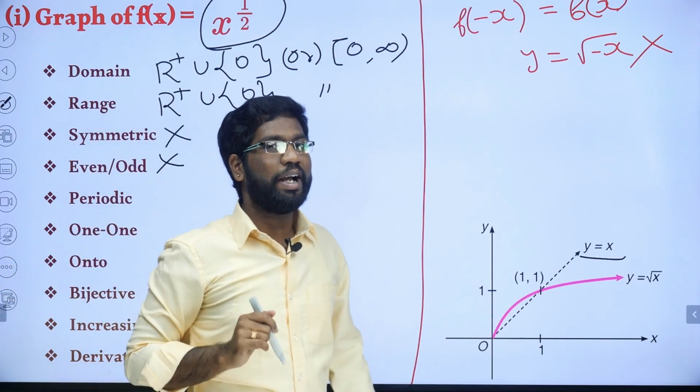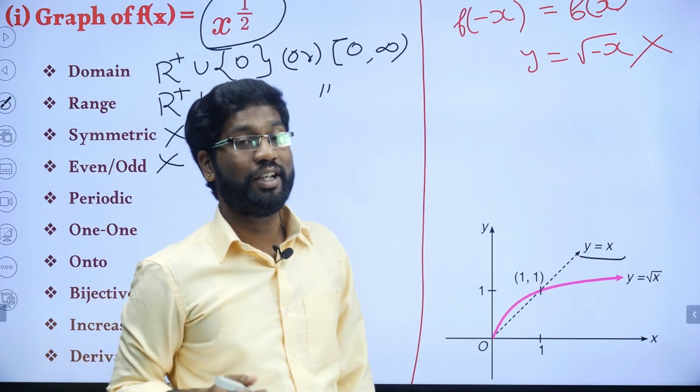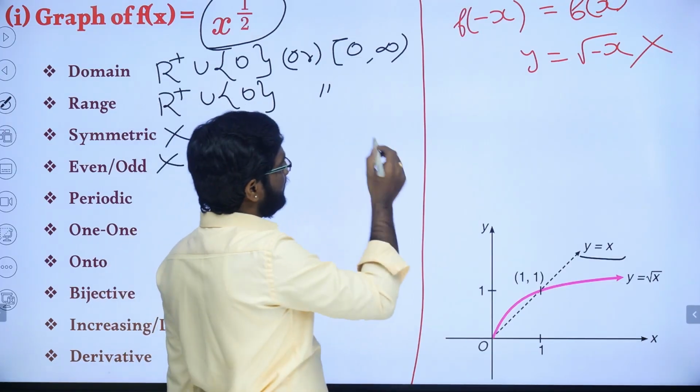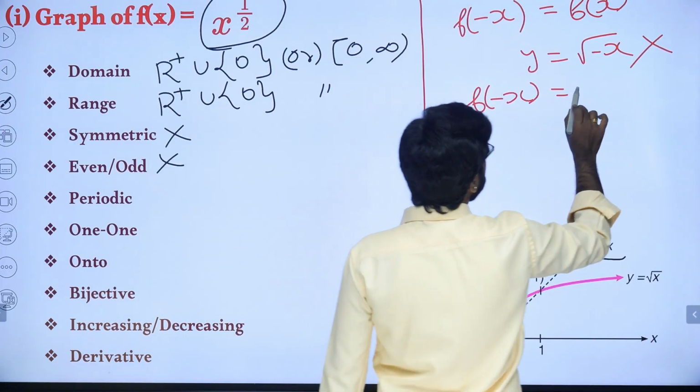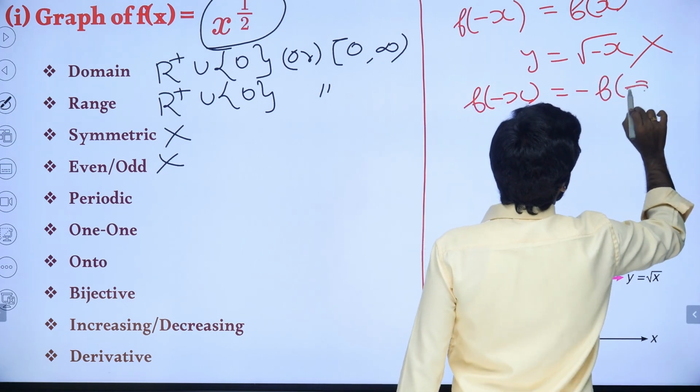Then you might think, my dear students, what about odd functions? It might be an odd function, right? Let's check that also. For an odd function, f of minus x equals minus f of x.